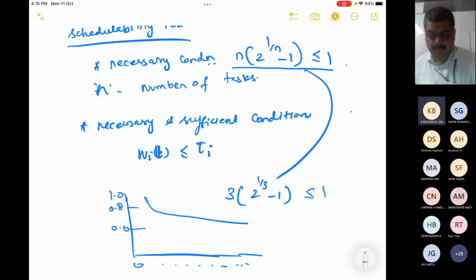So for this formula, that means the schedulability test will always be true when the number of tasks goes high. It will always be less than or equal to 1. This is the schedulability test for the RM algorithm.